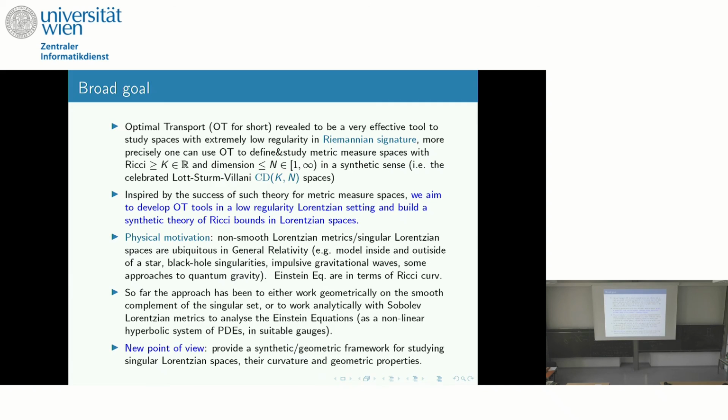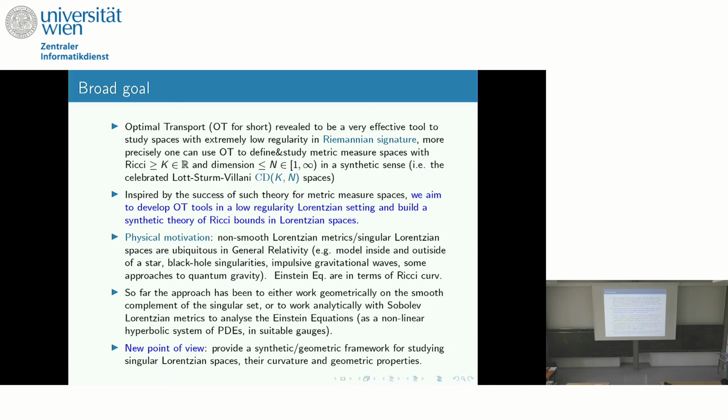So what we are proposing, not just me, but a group of people that are working in this direction, is a novel point of view, which is to provide a synthetic geometric framework for studying singular Lorentzian spaces, their curvature and their geometric properties, including the singular set. So we don't want to take out the singular set, we want to include the singular set and provide tools for studying the space with singularities.